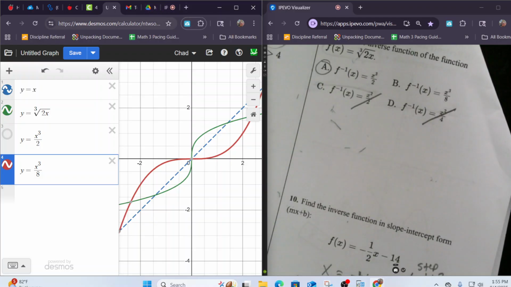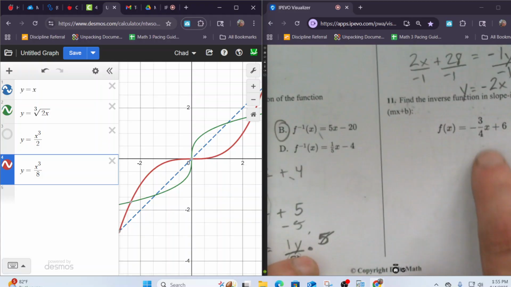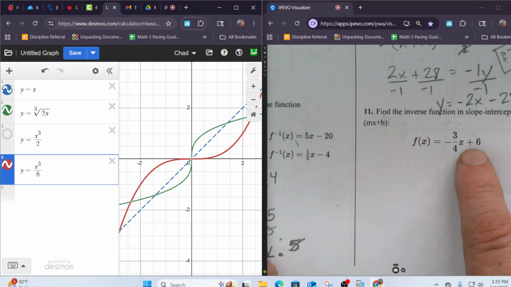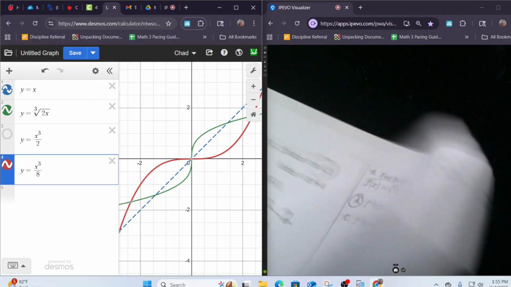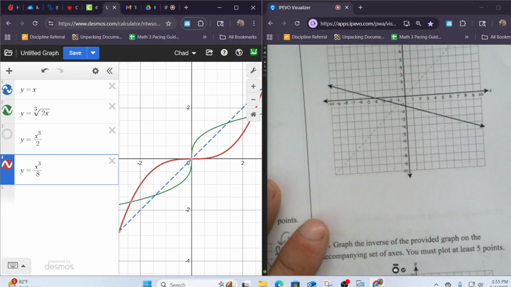I just don't want to take up too much of your time. We've already done an inverse of a linear, so I'm not going to do another one of these. If you need help with yours, I can. These will be on here.